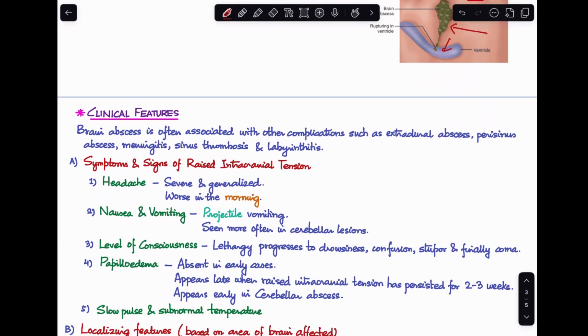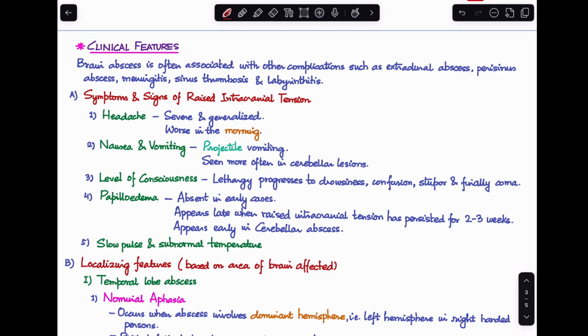Now let's discuss how the patient will present to you. The one thing that we need to know here is that otogenic brain abscess is seen to be associated with other intracranial complications or other complications of CSOM like extradural abscess, perisinus abscess, meningitis, sinus thrombosis, and labyrinthitis. Now, we can divide the clinical features into 2 types. First is the features that you'll see because of raised intracranial tension, and second will be localizing features, which will depend upon the area of the brain that has been affected, whether the temporal lobe is involved or the cerebellum.